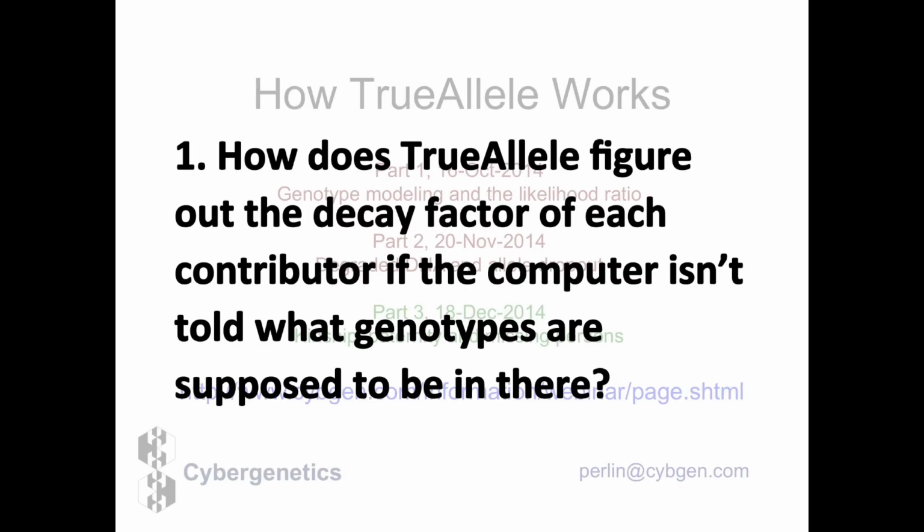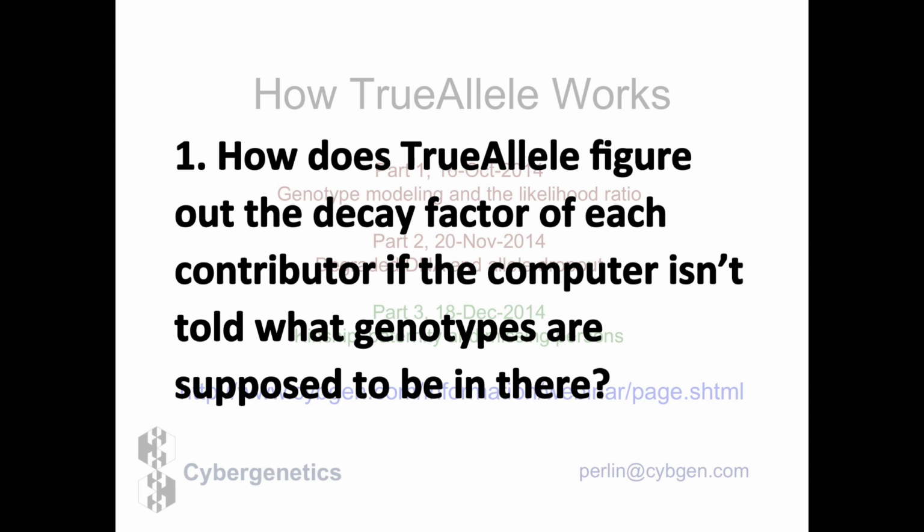The first question that we have is, how does TrueAllele figure out the decay factor of each contributor if the computer isn't told what genotypes are supposed to be in there? Well, the computer solves this in a Bayesian inference. It just looks at the data and computes likelihood functions for different possibilities of the decay parameter, mixture weights, genotypes, and so on, trying to explain the data, and using Bayes' theorem, works out the posterior distribution. It's working out what the genotypes are from trying out different possibilities. It doesn't need to be told anything.